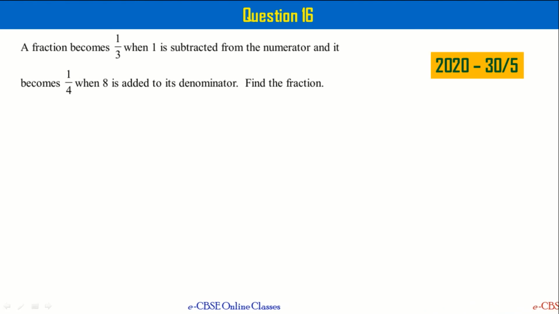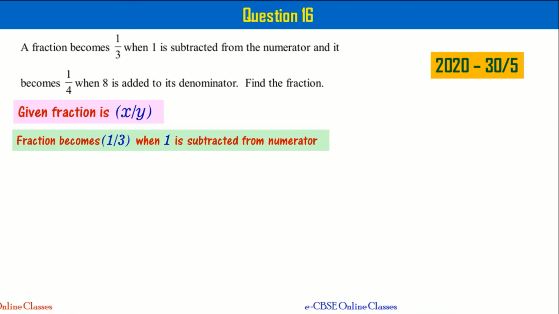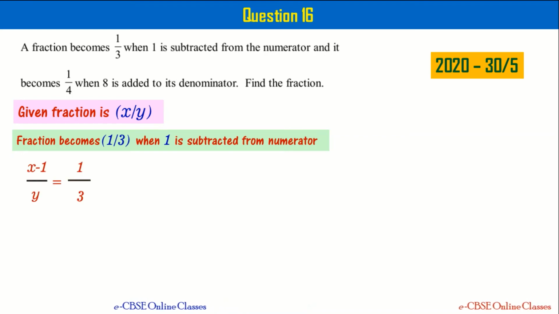That is question number 16. A fraction becomes 1 by 3 when 1 is subtracted from the numerator, and it becomes 1 by 4 when 8 is added to its denominator. Find the fraction. To begin with, let's say that the given fraction is x by y. And it was mentioned that the fraction becomes 1 by 3 when 1 is subtracted from the numerator, right? So we can write the fraction as x minus 1 divided by y equal to 1 by 3.